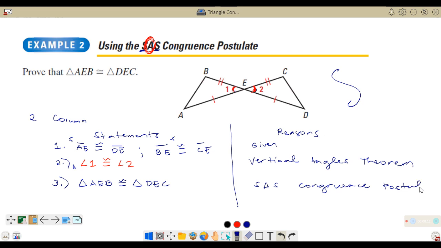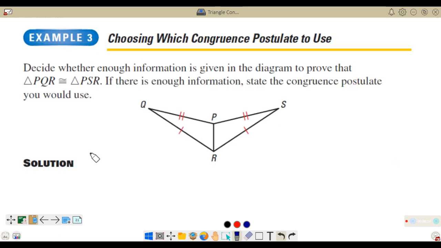Okay? O, di ba ang iksi lang nito? Mas maiksi siya kaysa dun sa ginagawa natin before. Okay. Ay, meron pa. Isa. So, dito, choosing which congruent postulate to use.